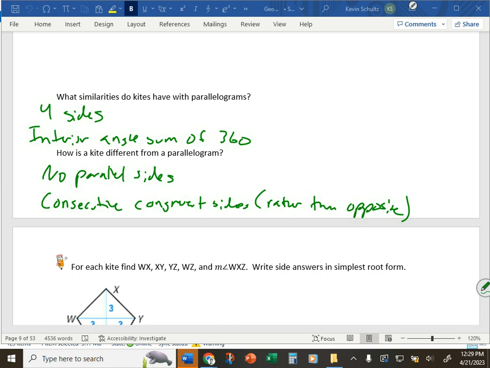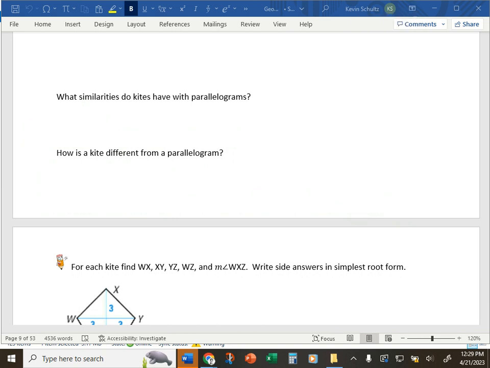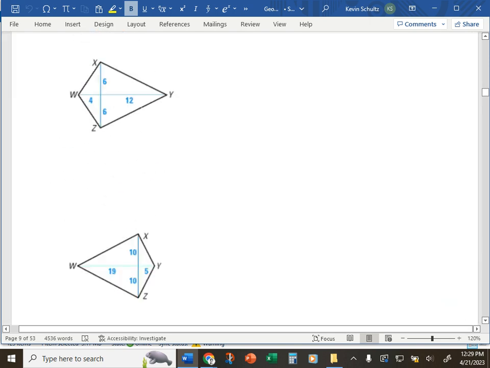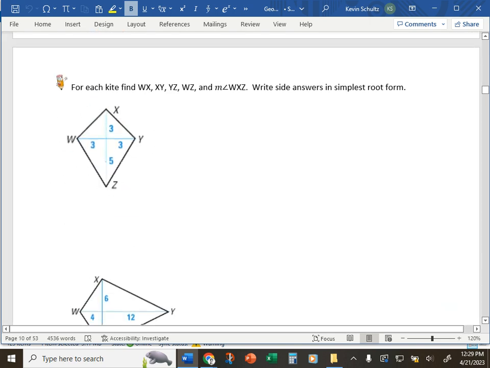On the second page, this is going to be your homework for Tuesday. You've got 3 figures here, and on each of them, you need to find WX, XY, YZ, WZ, and angle WXZ. Your answers, this is the Ellen special, must be written in simplest root form. But you cannot round. Okay, simplest root form.